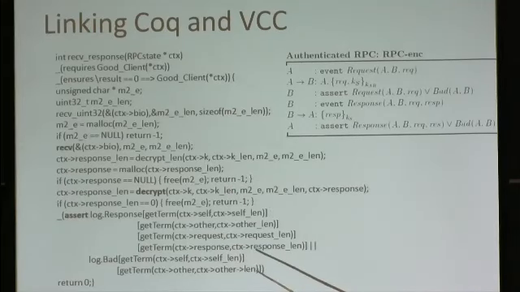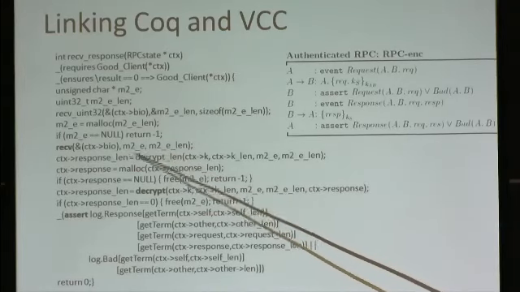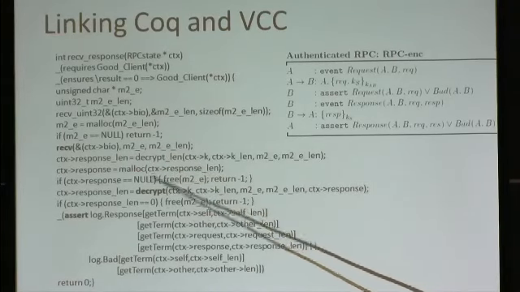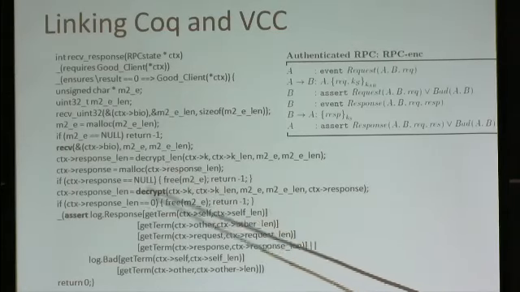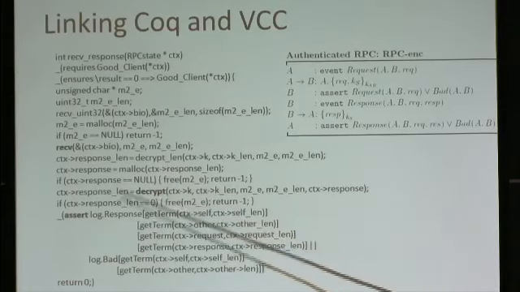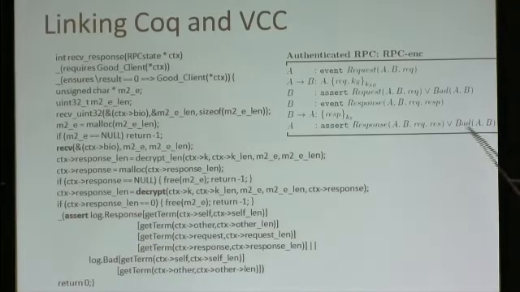We have a bunch of code. We receive the second message off the wire. M2 is received off the wire. We do some stuff on it. We find various stuff about it, including the actual length. Then we do a decrypt, and then we do an assert. And this assert here corresponds to this assert over here.